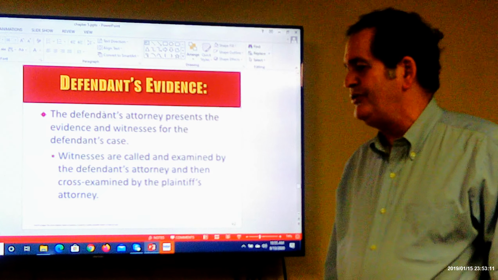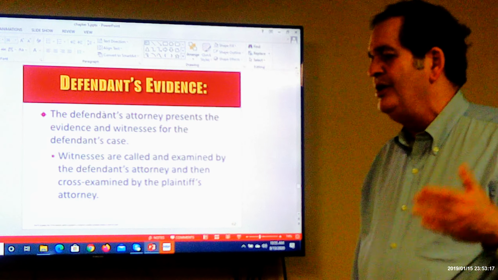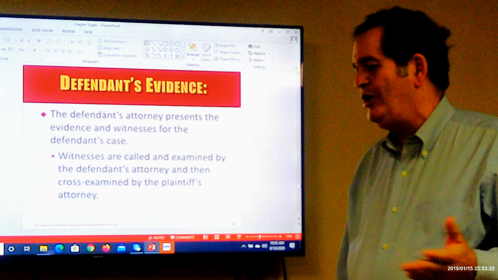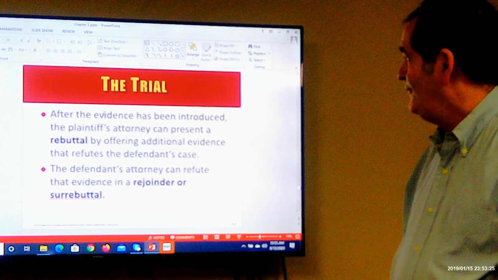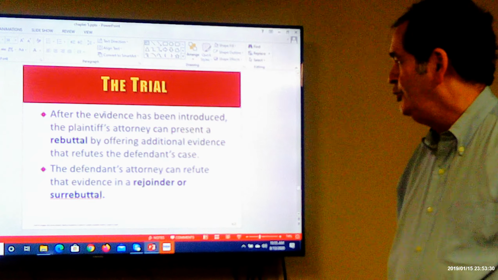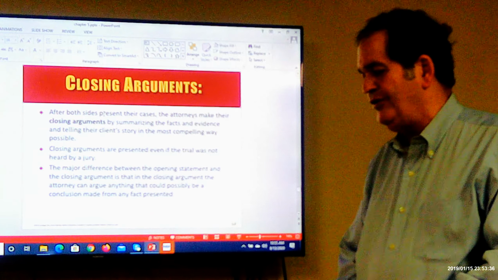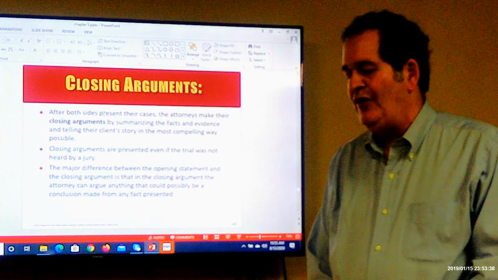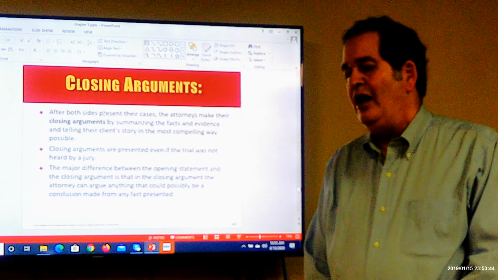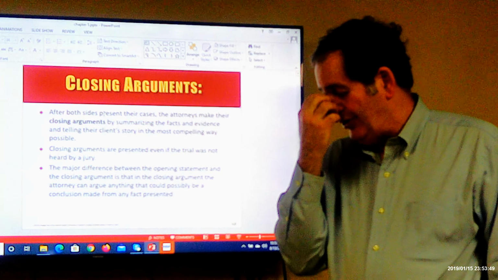The defendant then presents their evidence. The same manner in which the plaintiff presented their evidence, the plaintiff can cross-examine those witnesses, and it goes back with recross and redirect, etc. We call that rebuttal, rejoinder, and surrebuttal. Okay, the next phase, after the defendant has presented their case, the plaintiff is entitled to rebuttal, and then the defendant surrebuttal. The close of the evidence occurs, and we're ready to proceed with closing arguments.